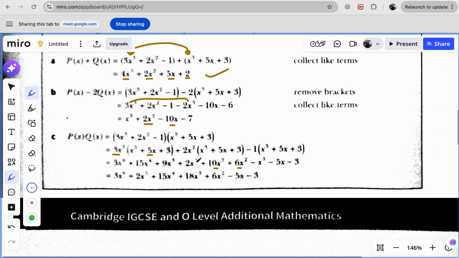One, you expand these two first. Whatever you get, you square. The answer you get, you double it, and then you expand again a second time.